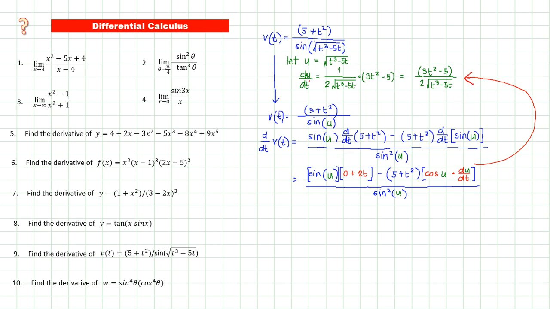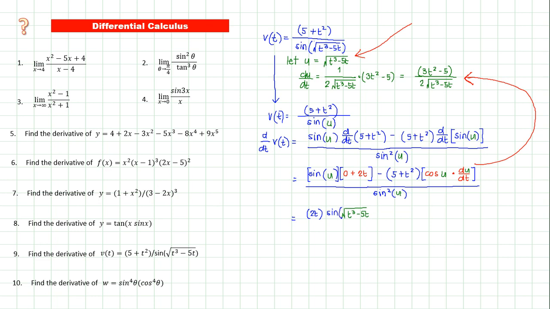Yan. Tapos yung ating u, ito naman yan, no? So, gagamitin na natin yan to expand yung ating sagot. Okay? Anong sagot sa tanong? This will now become equal to, so i-factor out ko muna yung 2t, para naman maganda siyang tignan. 2t times the sine of u. Ano nga ulit yung u? Sine of the square root of t cubed. Diba? Square root of t cube plus minus 5t. Yan. Okay?